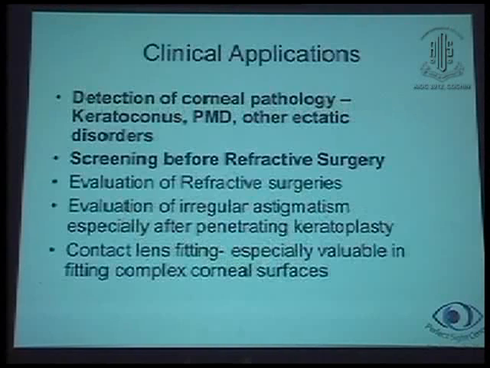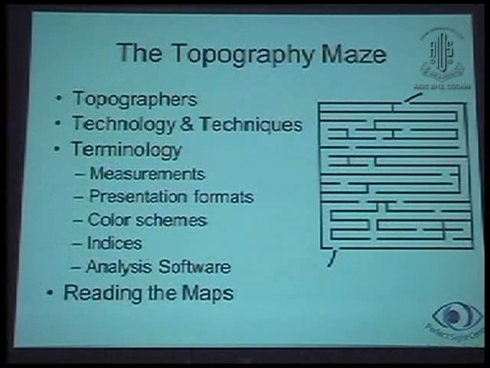I have none whatsoever. Topography has the following clinical applications. The most important being detection of corneal pathology, which is what it essentially came in for, like keratoconus, pellucid marginal degeneration, and other ectatic disorders. A very important use which has come up in the last 2 decades is screening before refractive surgery, especially since the nightmarish keratoectasia has come in. Other uses may be evaluation of the results of refractive surgery, post-PK evaluation for astigmatism, and complex contact lens fittings.